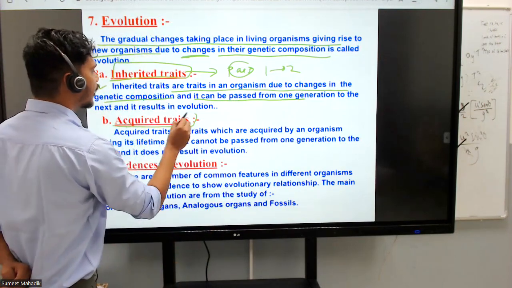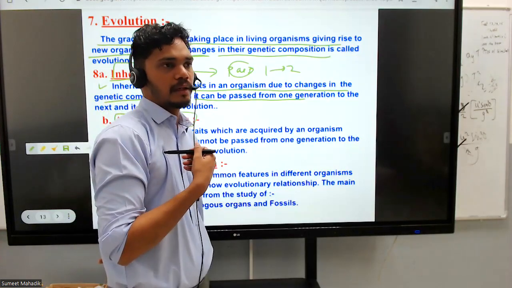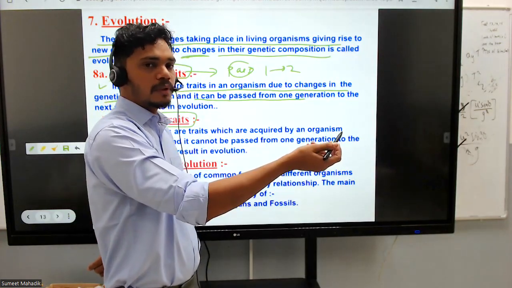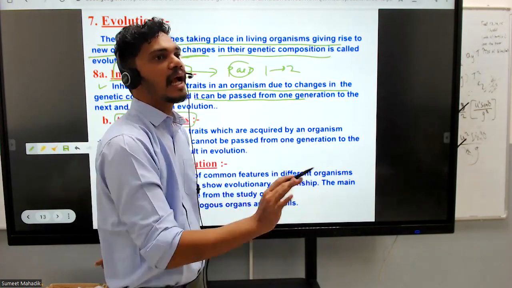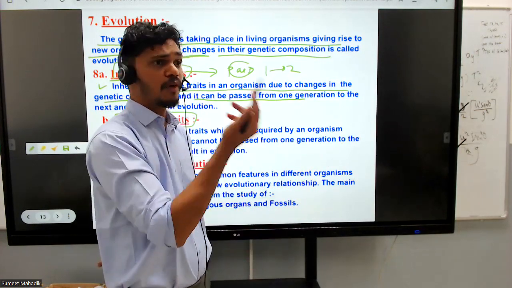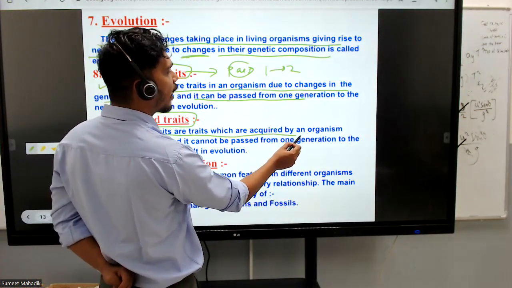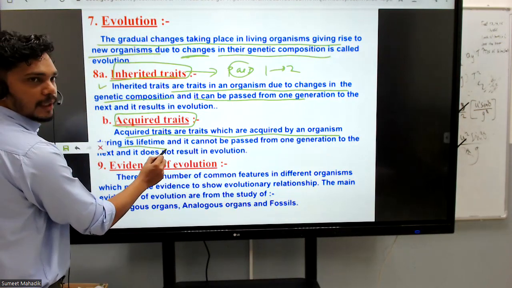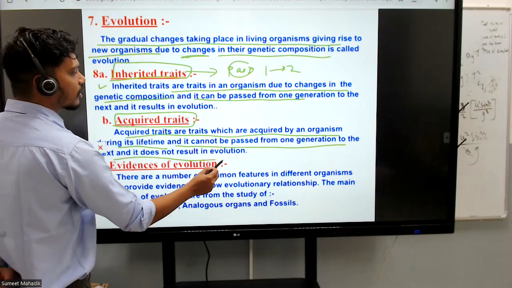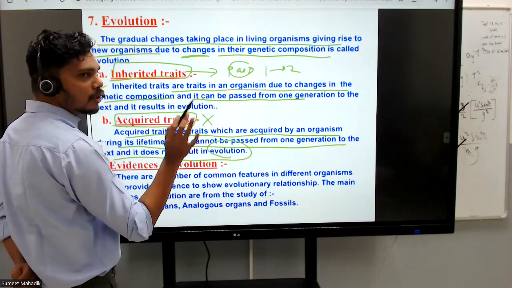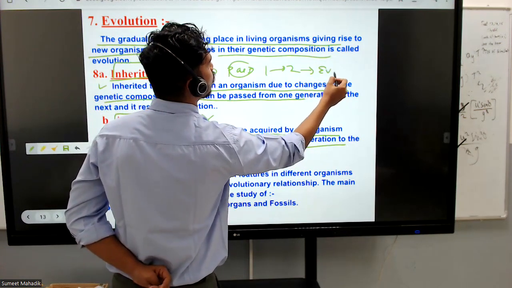But there are acquired traits which cannot be passed on. For example, I have learned driving. Once my baby is born, is he able to drive? No, he has to learn. So this characteristic I can't transfer. Genetic information I can transfer, right? So acquired traits are the traits acquired by an organism over its lifetime and cannot be passed from one generation to another, and they do not result in evolution. So acquired traits are not evolution. Inherited traits are included in evolution.